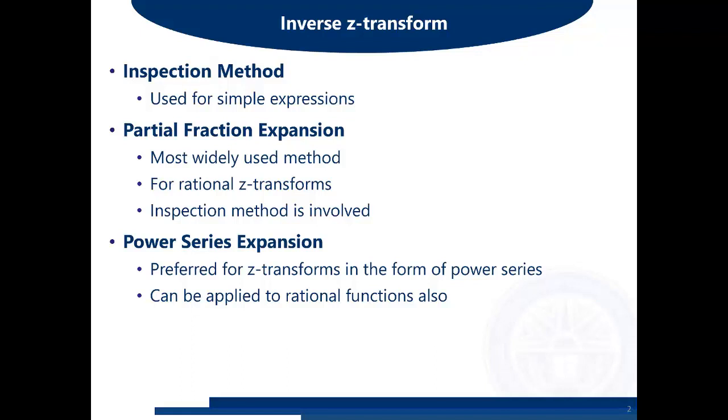Generally we can categorize the methods of taking inverse Z transform into three broad categories, and they include inspection method, the second one is partial fraction expansion, and the third one is power series expansion. The first one is inspection method. So what does this inspection method mean? It is a very simple method which is used to take inverse Z transform for very simple expressions for which we can directly use Z transform pairs.